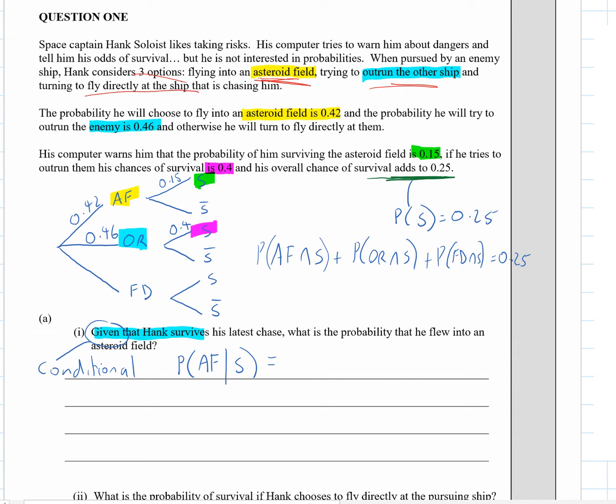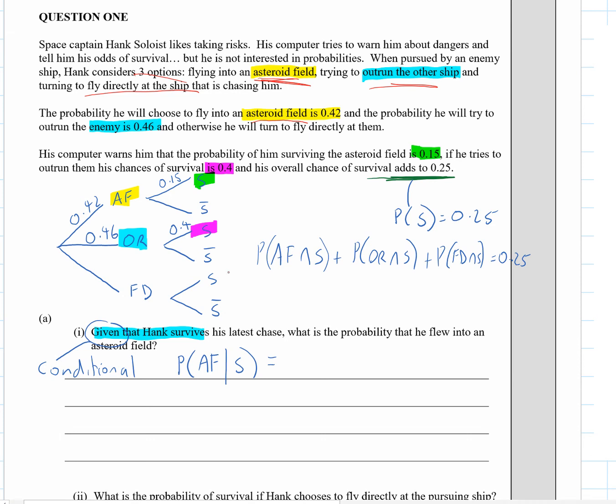So I've highlighted the key information and see the asteroid field. I've got a probability of 0.42, and the outrun the enemy is 0.46. So I've color coded those and I've put them on a tree diagram, and I knew I had to do a tree diagram because there was one thing followed by another. Different actions had an effect of either survival or not survival.